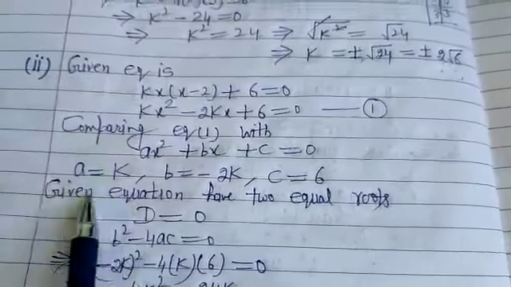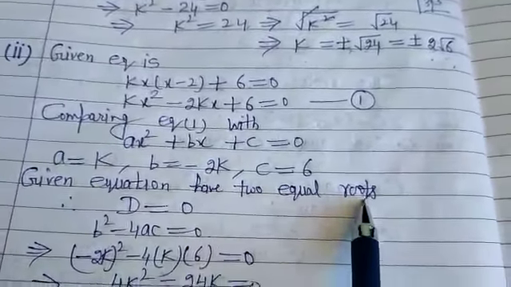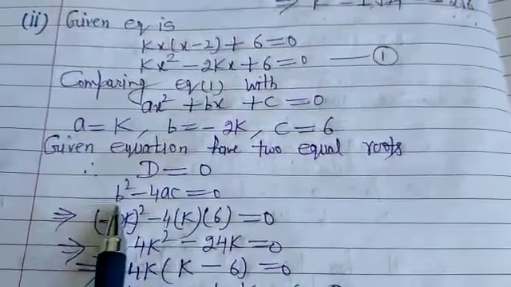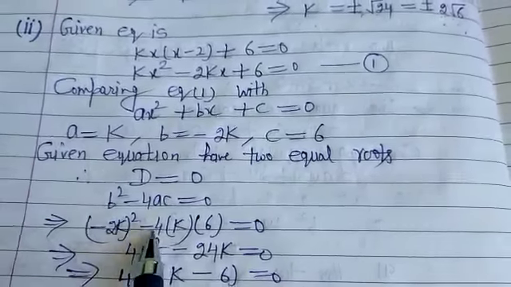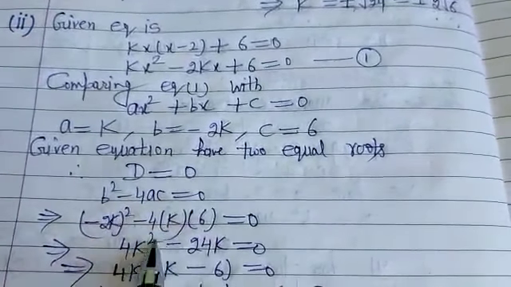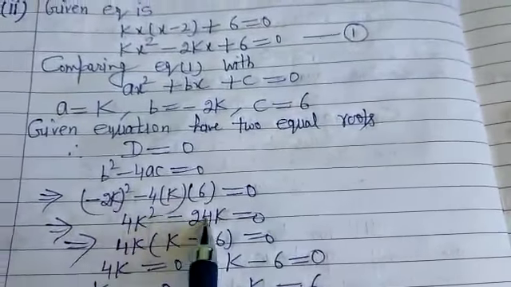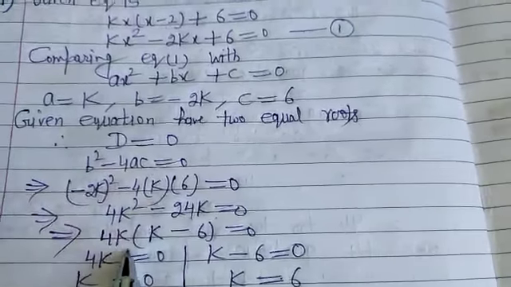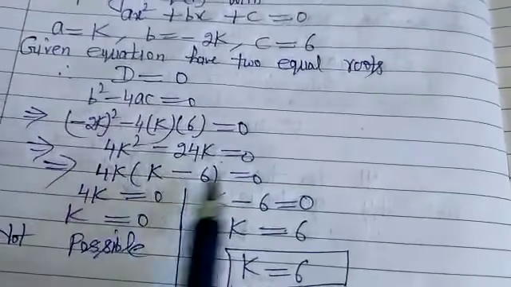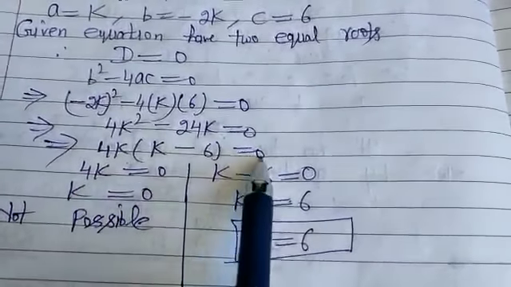It is given that this equation has two equal roots, therefore the discriminant is equal to 0. B square minus 4ac is equal to 0. The value of b is minus 2k, minus 4 into a into c. So it becomes 4k square minus 24k is equal to 0. Now it is a quadratic equation where the constant term is missing. So what we'll do, we will take the common from the first two terms. Its common is 4k. So it is coming 4k into k minus 6 is equal to 0.